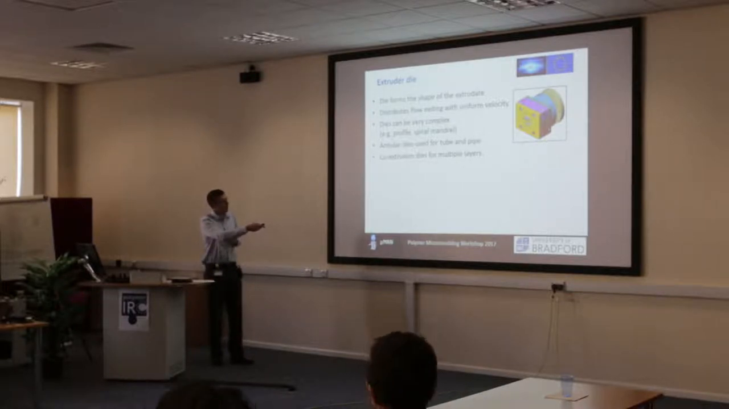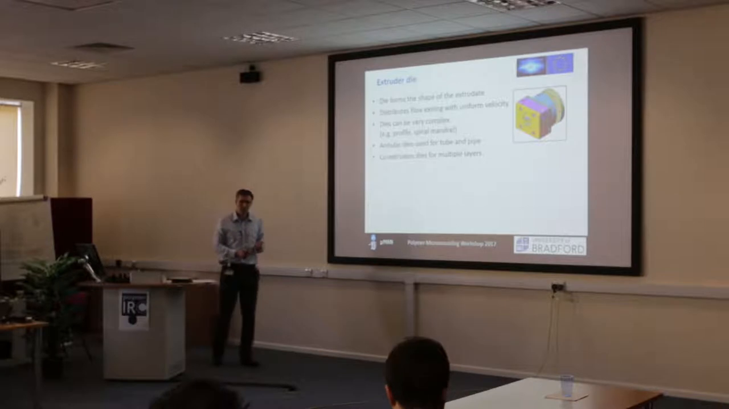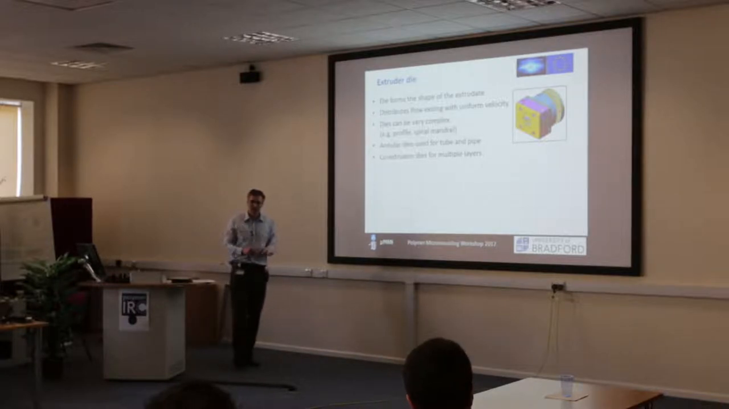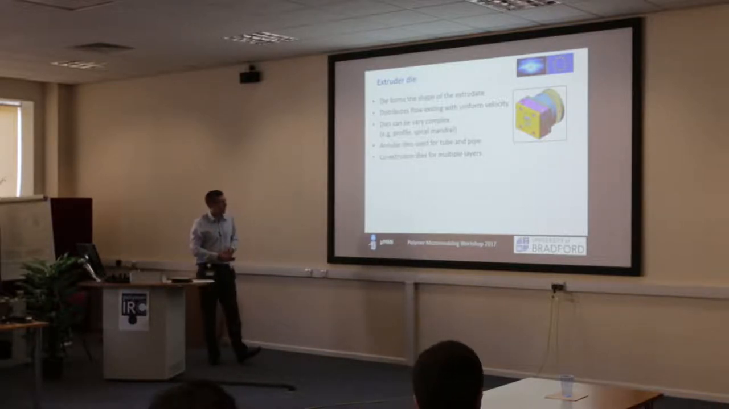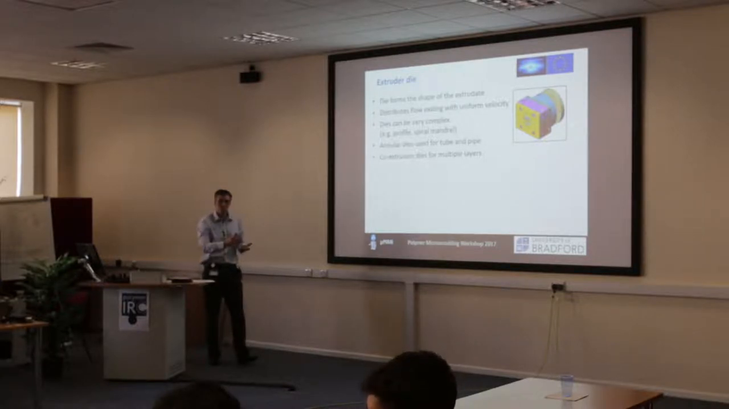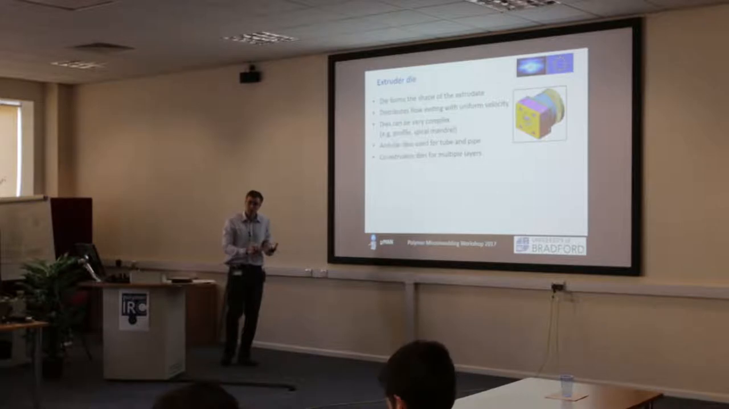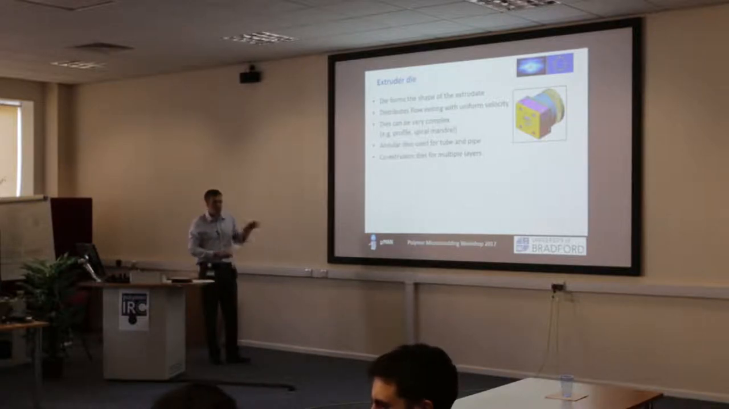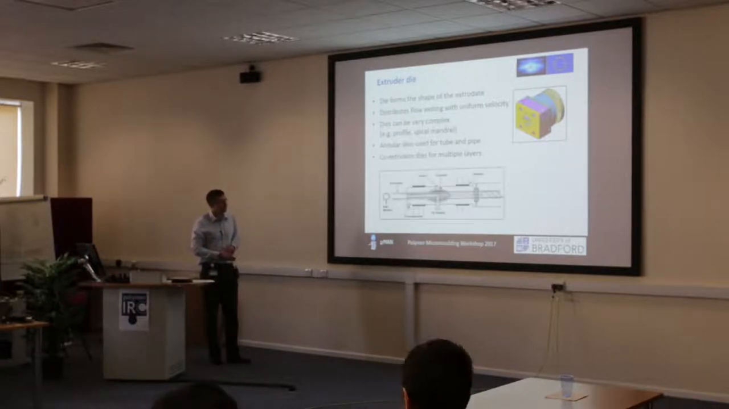If we want to form hollow components like tubes and pipes, we can have an annular die. We can have a co-extrusion die if there's multiple layers. If there's more than one polymer in the product, we might need multiple layers. So I'll talk about co-extrusion in a minute as well.